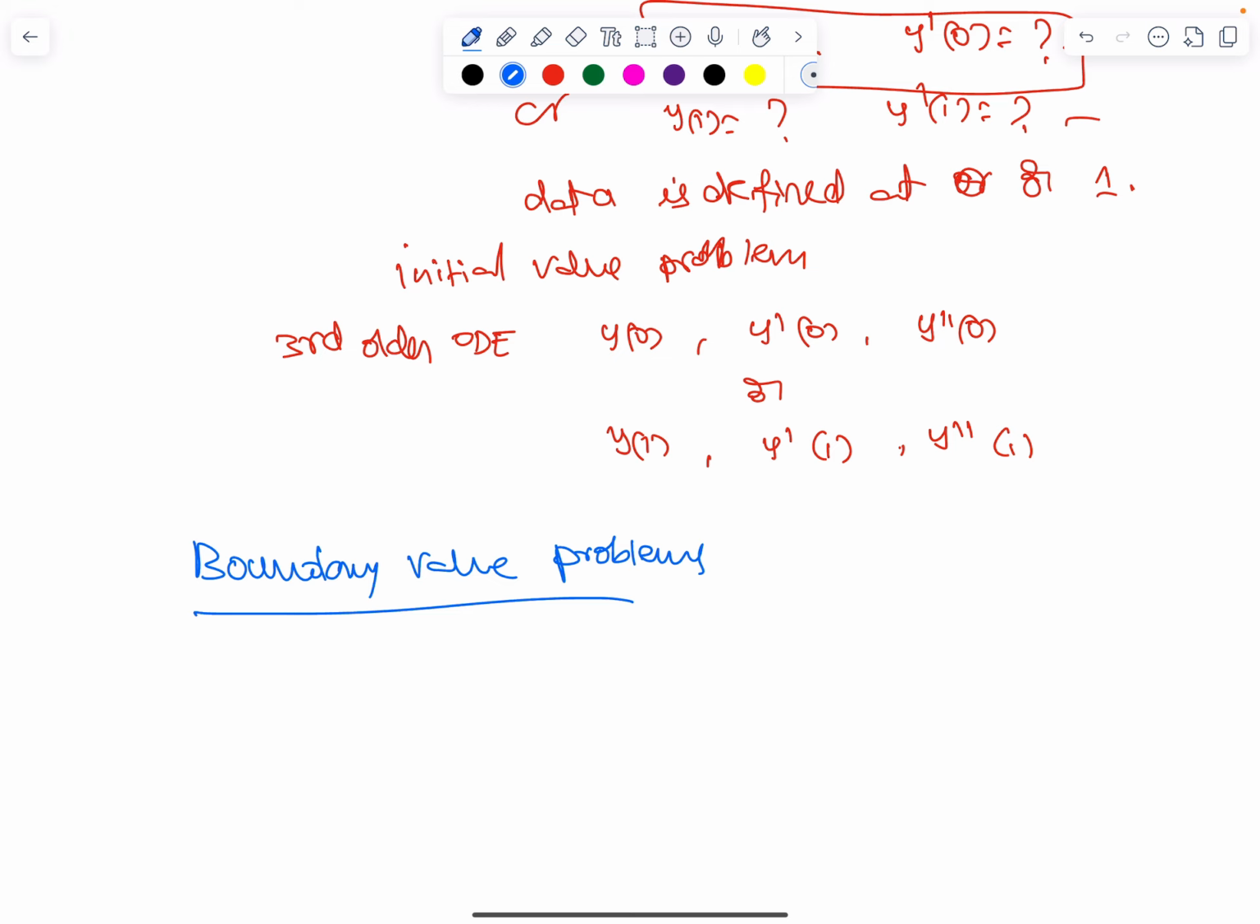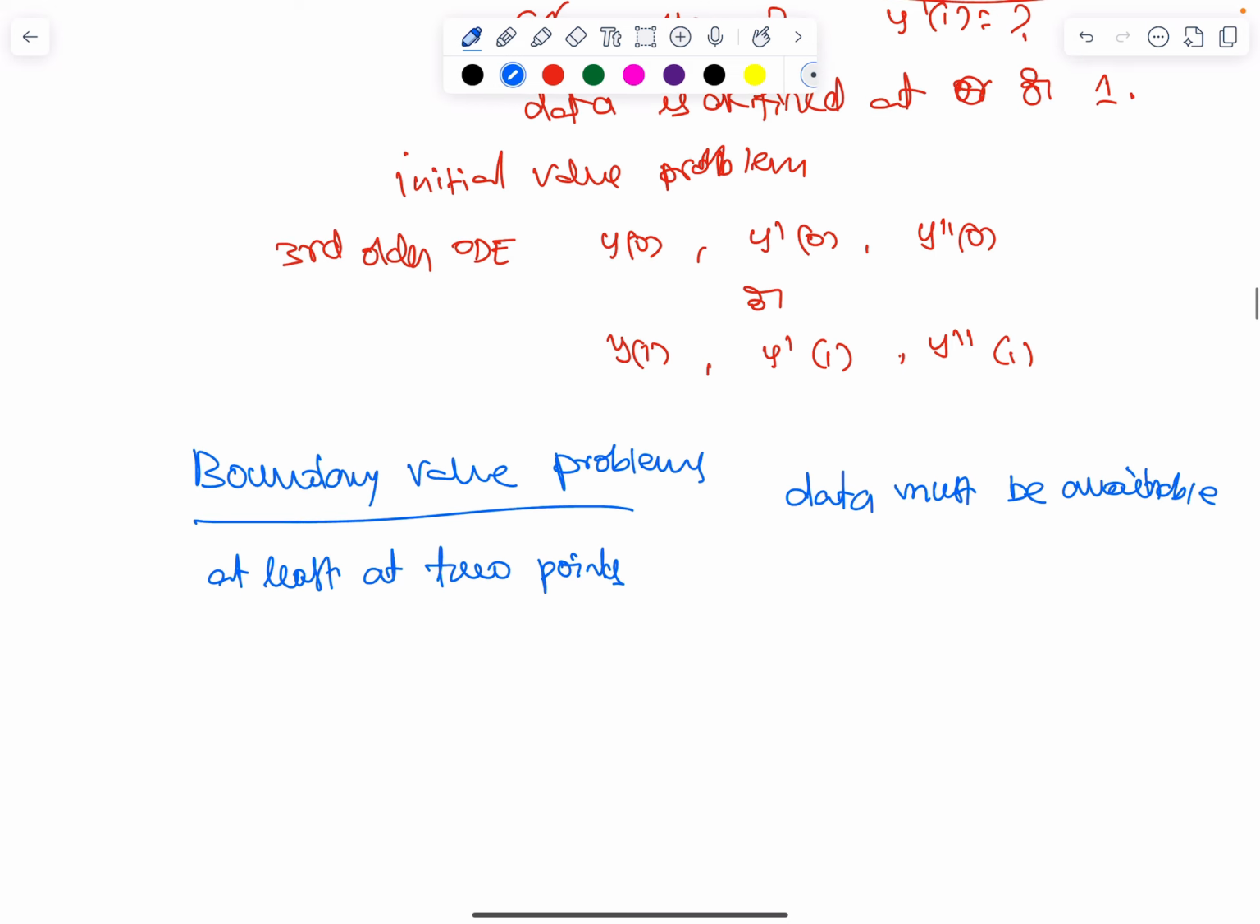So that the data must be available at least at 2 points. Why did I mention at least? When you have third order or fourth order derivatives, you may have 4 conditions, but at least two of the conditions must be defined at distinct points. That is, y(0) if it is defined, the second point may be y(1), or it is y of a and this must be y of b. 2 different points.